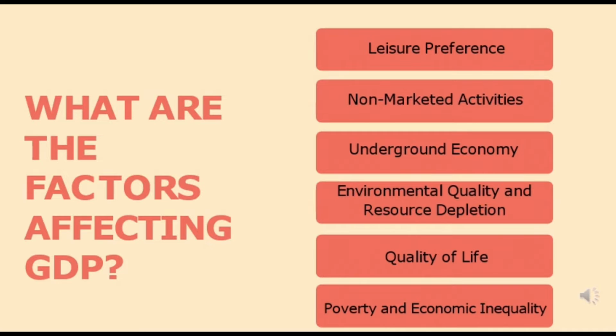So next, what are the factors affecting GDP? First, leisure preference. Second, non-marketed activities. Third, underground economy. Fourth, environmental quality and resources depletion. Fifth, quality of life. Sixth, poverty and economic inequality.